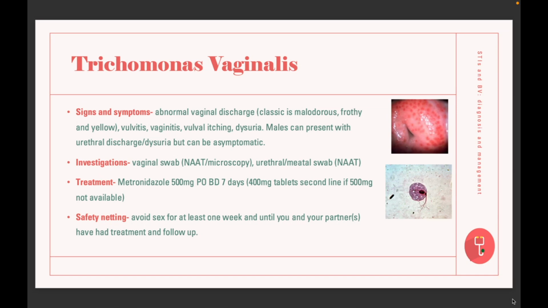Treatment-wise, it's metronidazole for a week. Ideally, it's 500 milligram tablets, but those aren't as available as 400 milligrams. So if those are all we have, those are fine too. And safety netting for these patients to avoid sex for at least 1 week and until you and your partners have had treatment and follow-up for this. Next slide, please.